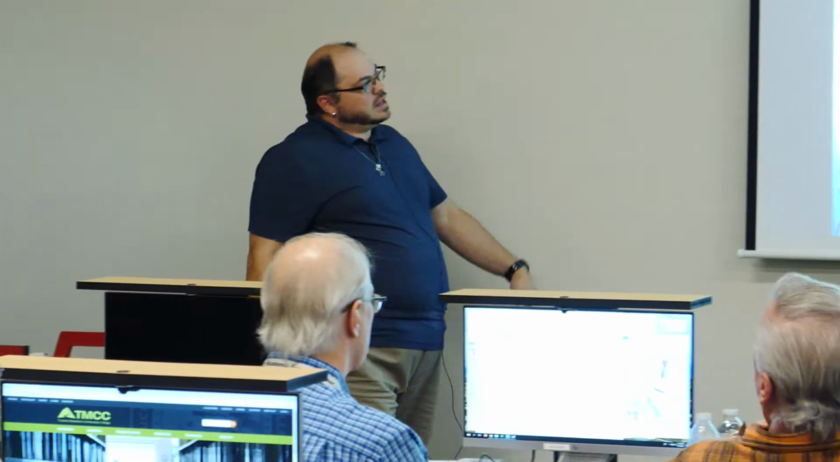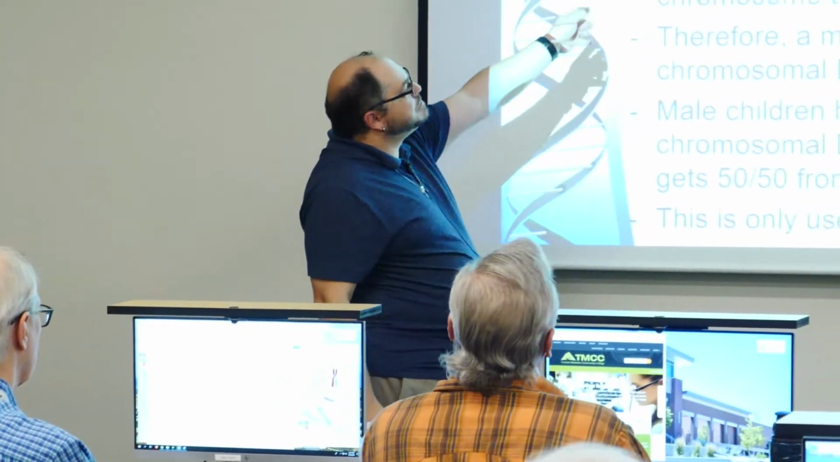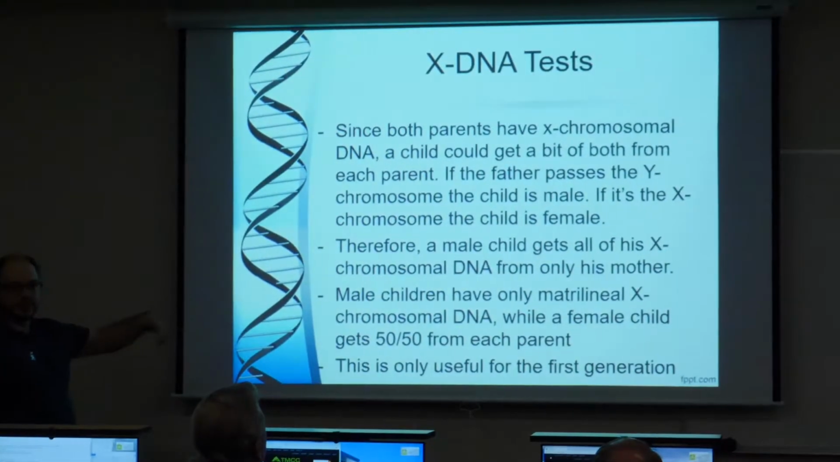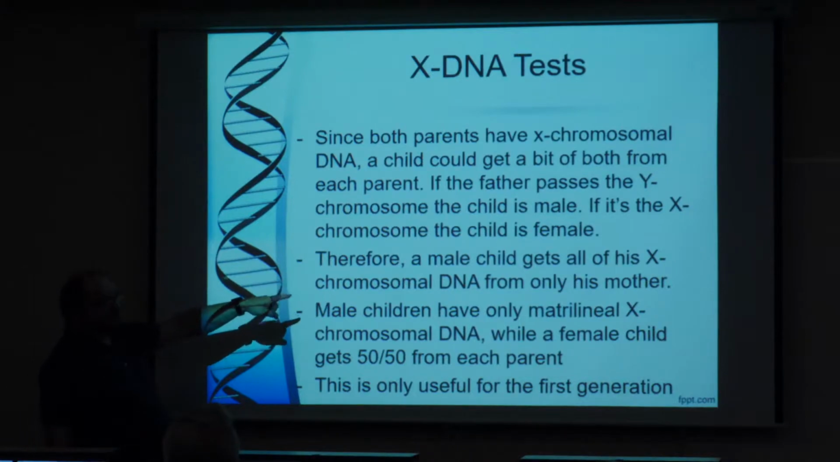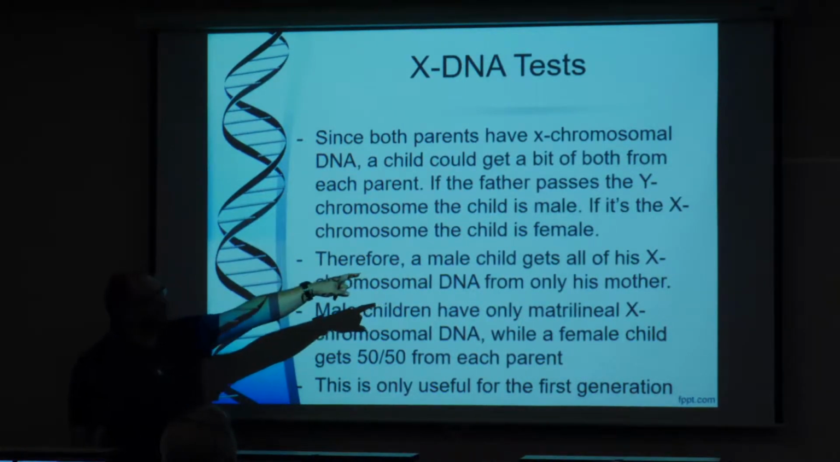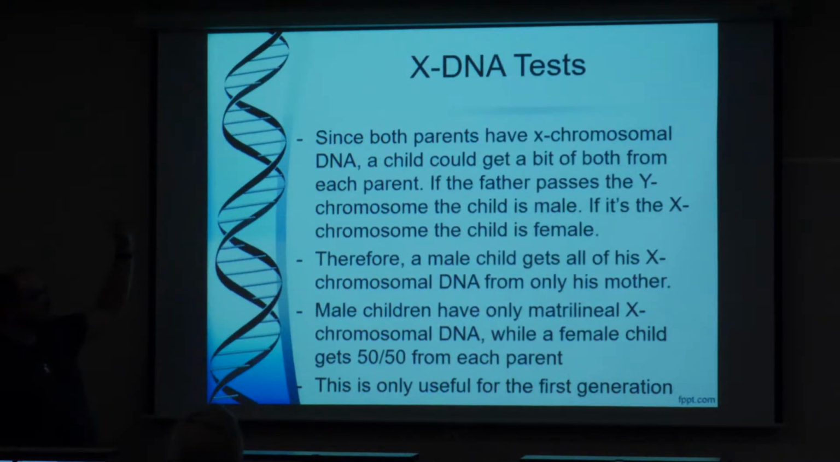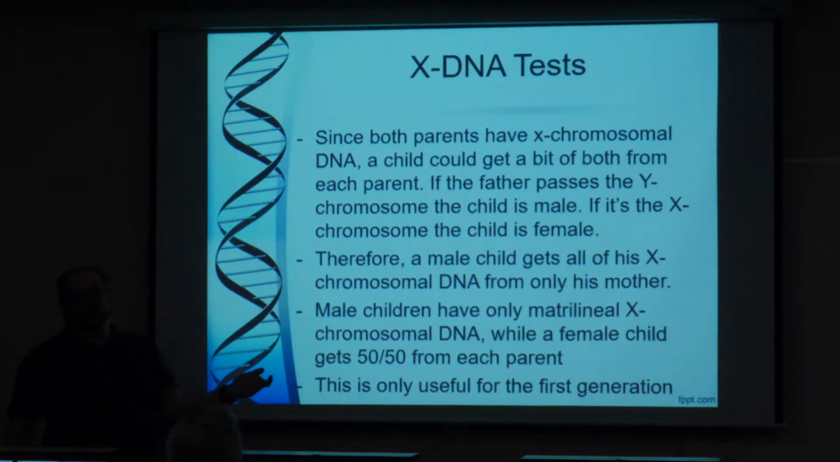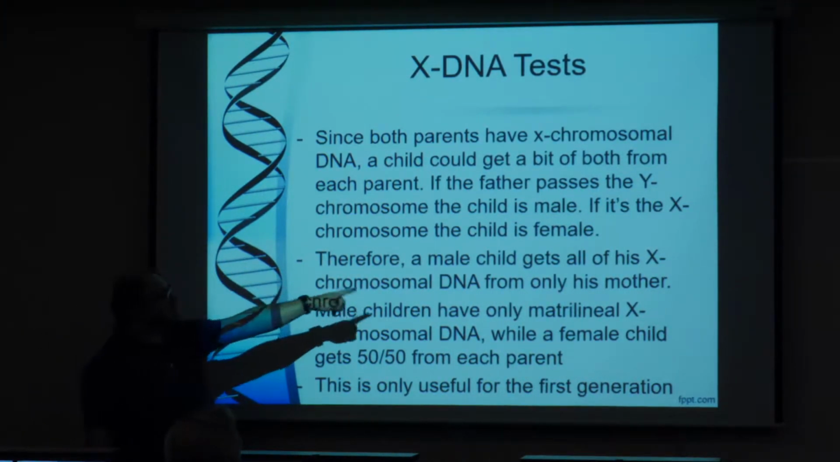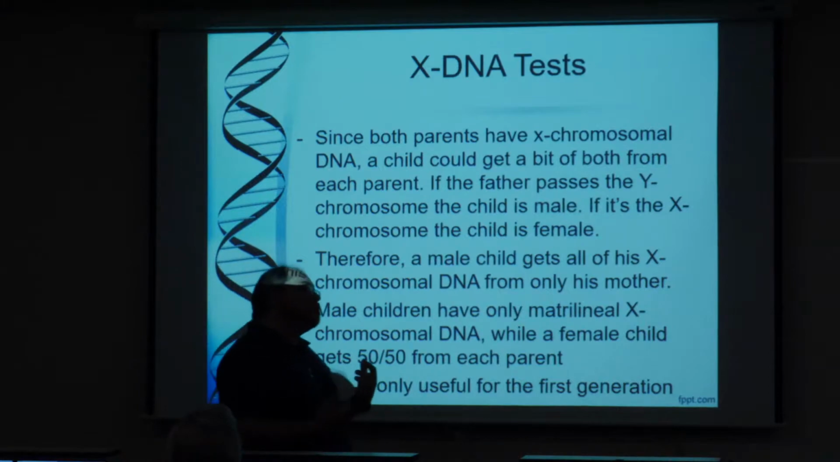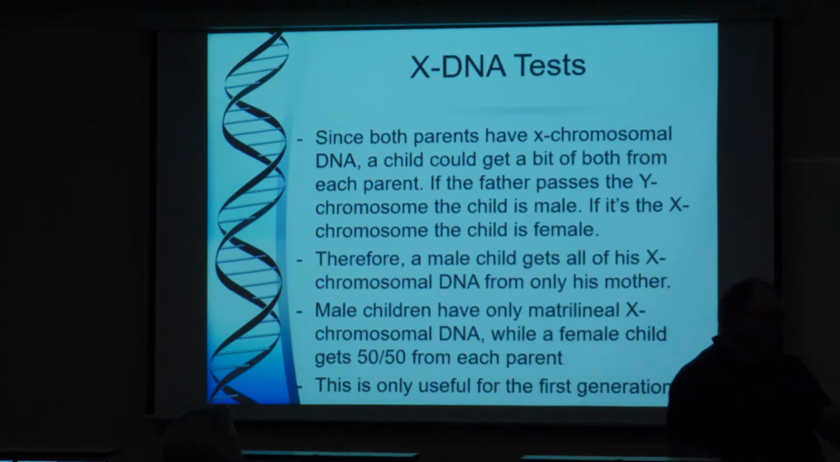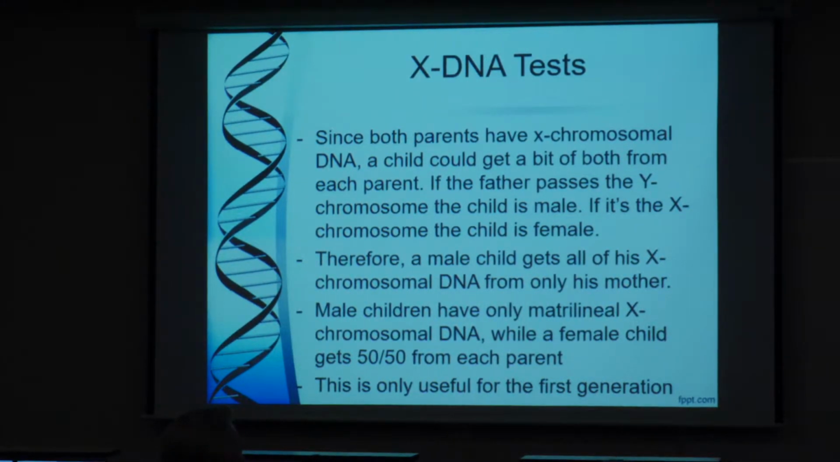So then, of course, you have your xDNA. Like I said, xDNA is not the best one. Since both parents have X chromosomal DNA, because your mother and your father will always give you X chromosomal DNA, a child could get a bit of both from each parent. If the father passes the Y chromosome, the child is male. If it's the X chromosome, the child is female. Therefore, a male child gets all of his X chromosomal DNA from only his mother. So that part is somewhat useful, up to a certain point.